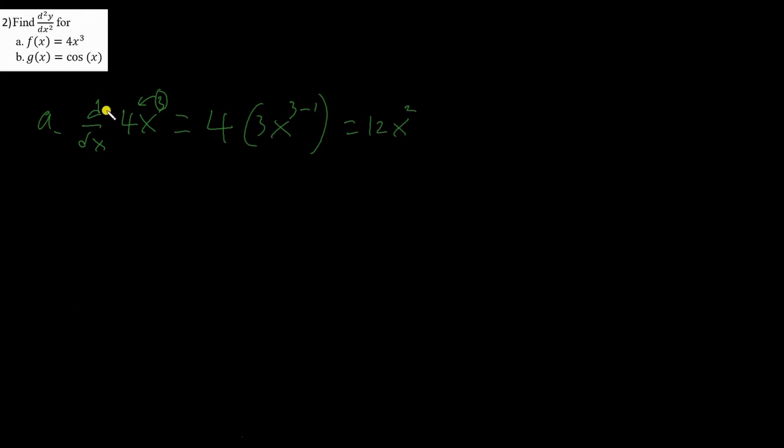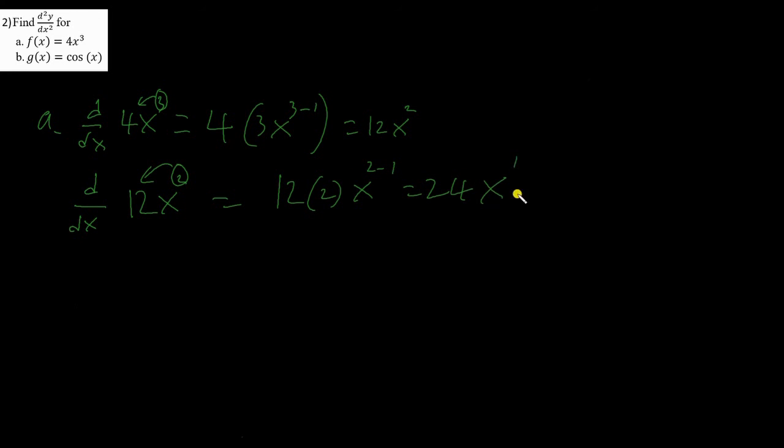But remember, we're not finding the first derivative. We're finding the second derivative. So we're going to go one more step further, and we're going to take the derivative of our derivative. So the derivative of 12x squared is going to be done the exact same way. We're going to take the power and bring it down, so it's going to be 12 times 2, and then the power is going to be reduced by 1, so 2 minus 1. 2 times 12 is 24, and 2 minus 1 is just 1, which is 24x. So that is our second derivative of 4x cubed.